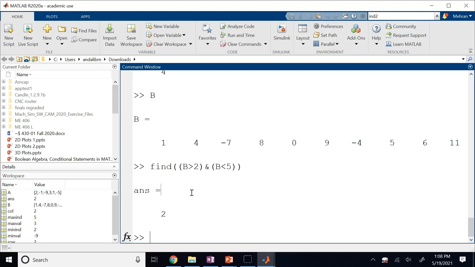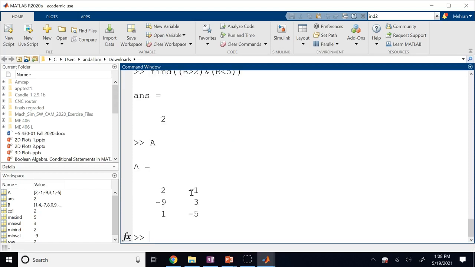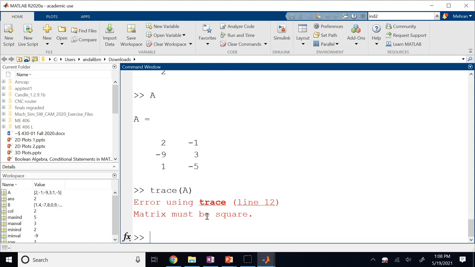Okay, for matrices specifically, I talked about inverse, determinant, ones, zeros. There are some other commands I want to mention for you here. One of them is trace. Trace is the sum of the diagonal numbers in a matrix. And the matrix has to be square? Is that the case? Well, let's find out. So here A is not a square matrix. Can I write trace on it? No. It says matrix has to be square because you need to have a diagonal.